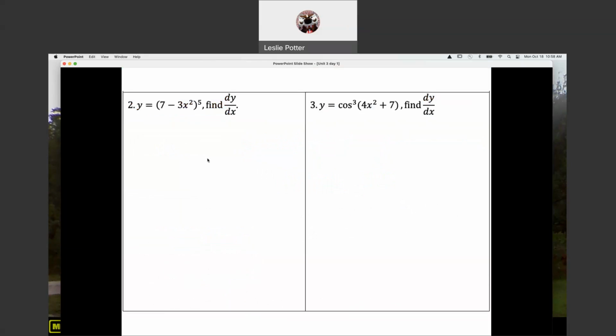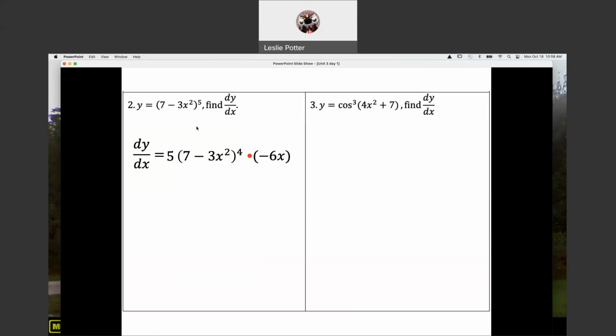Okay, let's do power rule on this. Bring down the what? Bring down the 5. Leave the stuff in the brackets alone. Write the new power 4. What's the derivative of the inside? Close. Negative 6x.